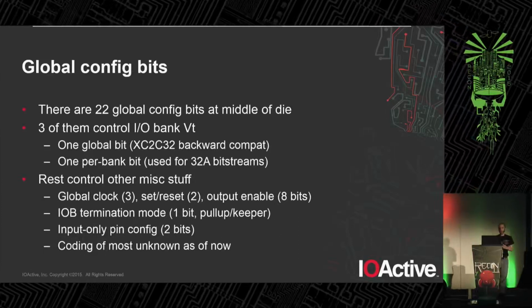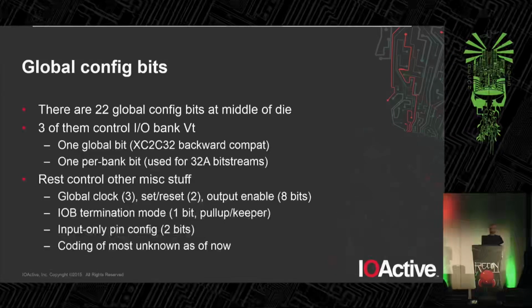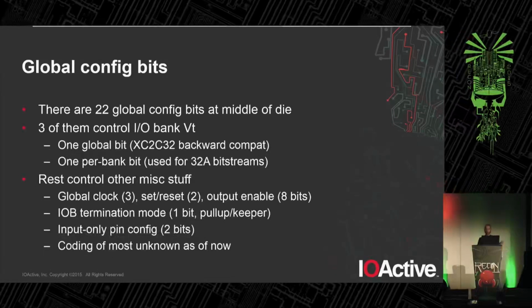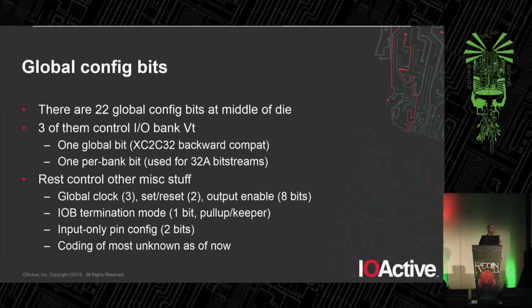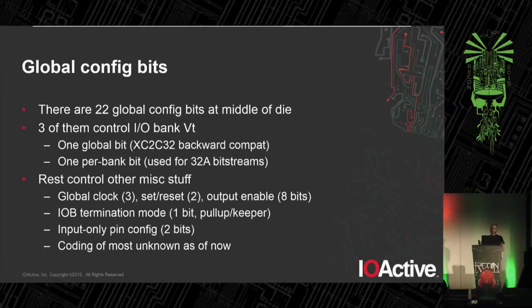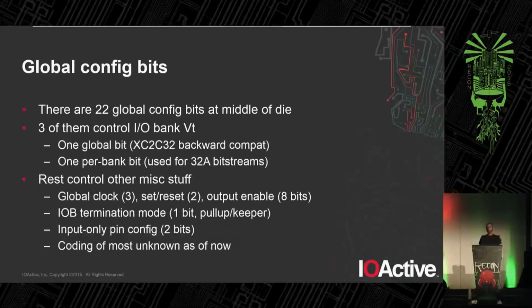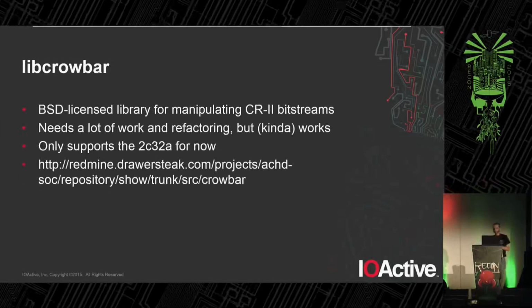Then there are other miscellaneous things that are there. The comments in the bitstream were a little bit helpful for this. So I know there's 3 bits that configure global clocking, 2 bits that configure global set reset, 8 that configure global output enable. I do not actually know what the coding for these bits are at this point, so there's still some work in progress going on.